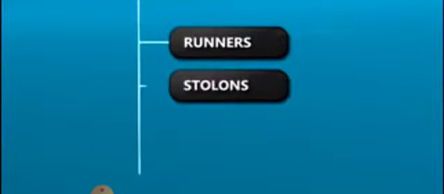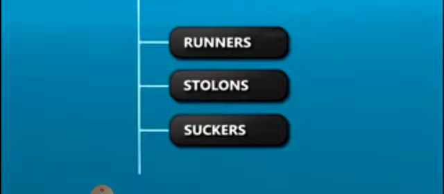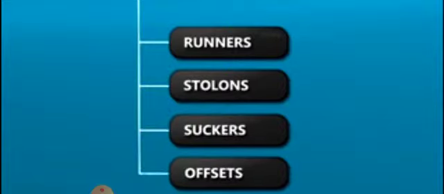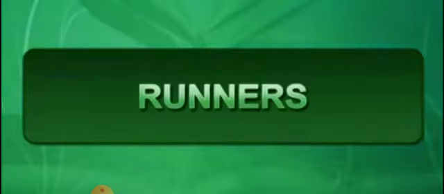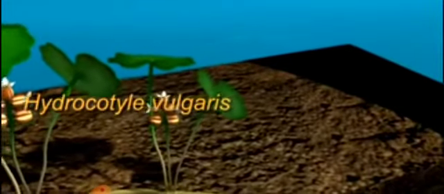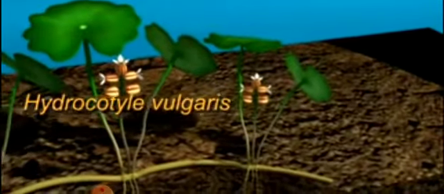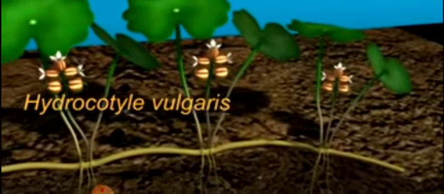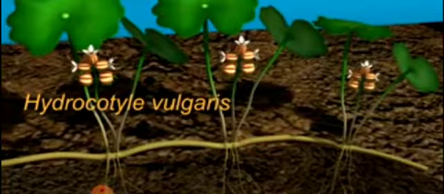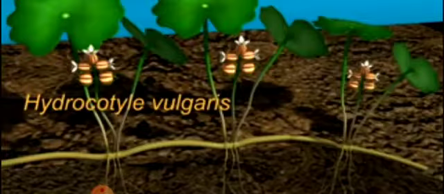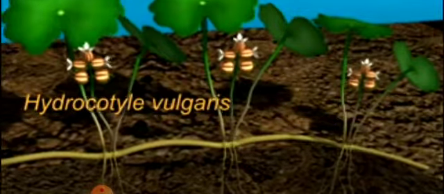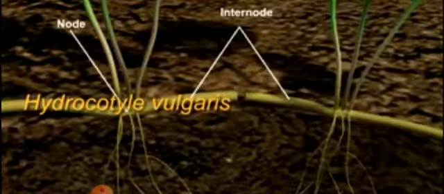Here we'll talk about the four different types of modifications, that is runners, stolons, suckers and offsets. Firstly, we'll be talking about runners. Runners are found in strawberry plants. They are slender horizontal stems that spread outward from the main plant. Examples are lawn grass or Cynodon, that is doob grass. They exhibit a subaerial type of modification.